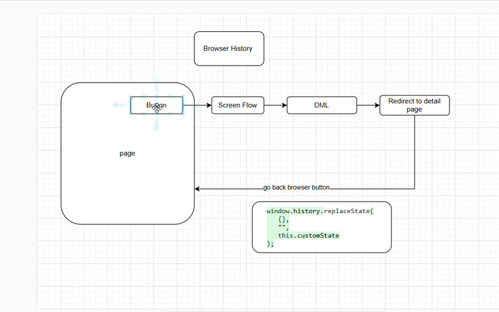So the expectation from the customers is that directly when we click on that button, the screen flow will work, the DML will be done, and after that the specific record will be created and the back button will have no kind of issues, right?